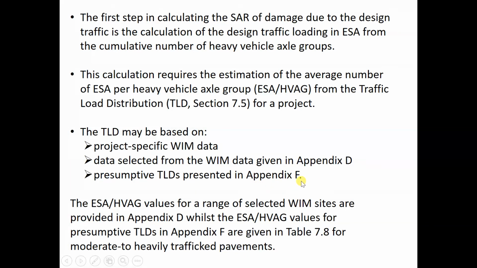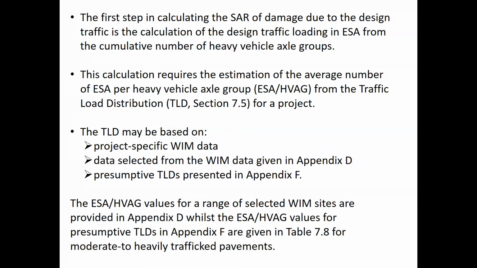in Appendix F. So I think I don't have Appendix D and F at the moment. The ESA over HVAG value for a range of selected sites. Okay, you can get it from the weigh-in-motion sites provided in Appendix D. Because it's quite a long table, I didn't put it in.